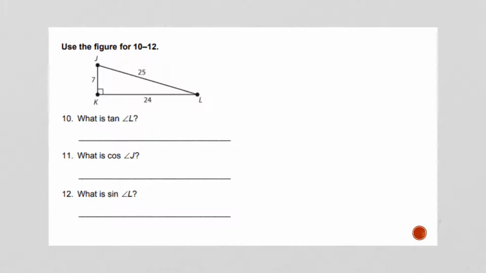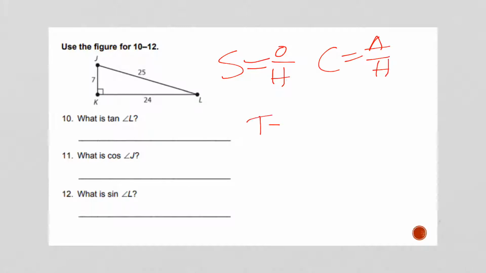Question numbers 10, 11, and 12. You're using sine, cosine, or tangent. Now, be careful because they're asking you to find tan and sine of angle L, but then 11 asks you for angle J. So I'm going to do 10 and 12 first, and I'll go back to 11.